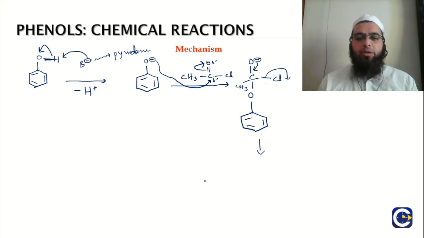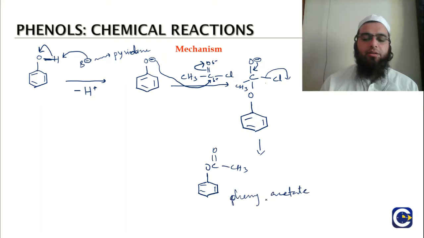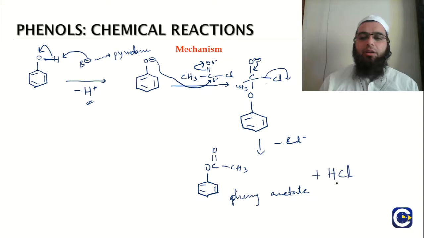And we get our final product, the ester, with O, C double bond O, and CH3. This is the phenyl acetate, or phenyl ethanoate, that we get in the reaction. The Cl negative that we obtained in this step now reacts with the hydrogen, and we get hydrochloric acid as a byproduct in the reaction.